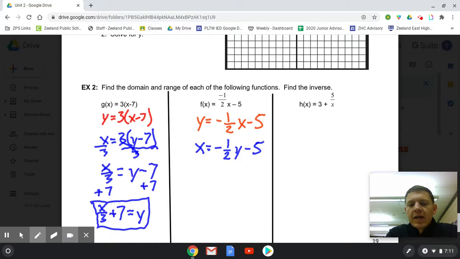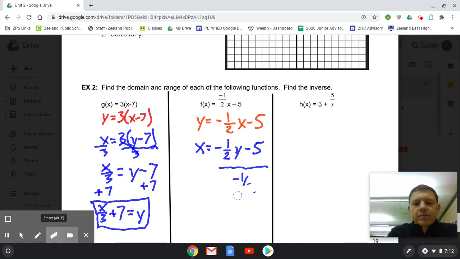Okay. I can't get rid of the negative 1/2 right now. If I did, I would have to divide the whole thing by negative 1/2, and that doesn't cancel. I'd have to divide both terms, negative 1/2 y and negative 5, so that wouldn't work. So let me erase that.